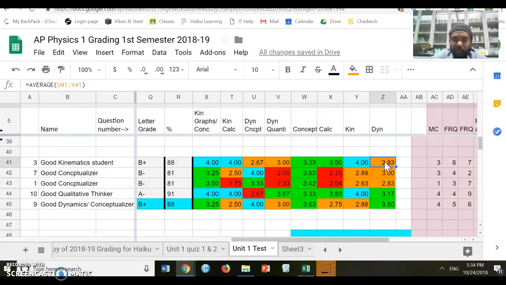That tells me an interesting story because dynamics was covered after. So this implies that if they get enough time, like they did with kinematics, they can probably master dynamics as well. So I'm not worried about the student. That B plus is fine. The B plus at the bottom has a very interesting story. Here they did better in the conceptual understanding in both units, and poorly in the calculations in both units.